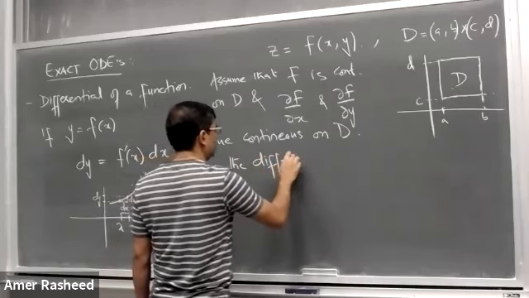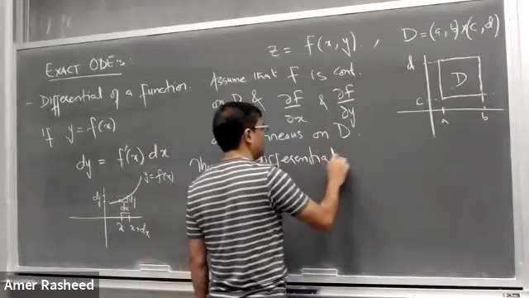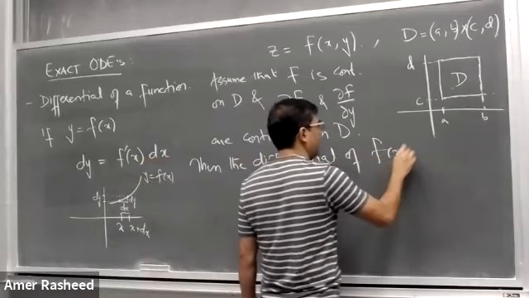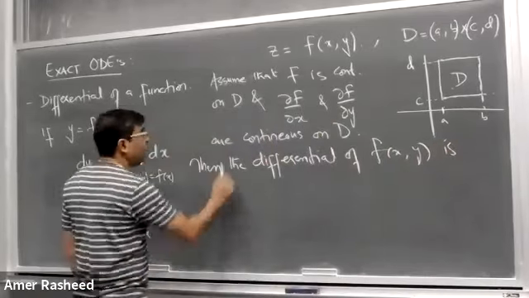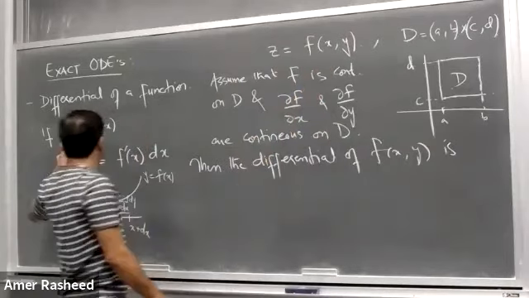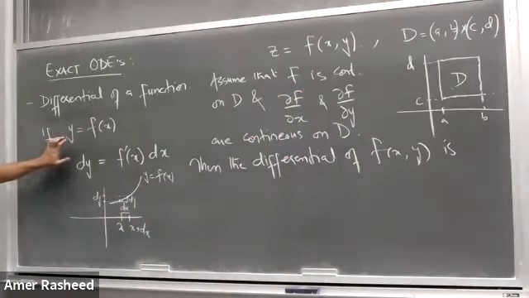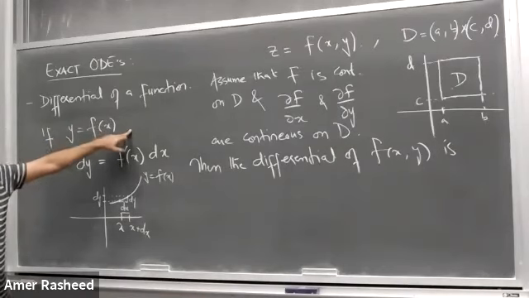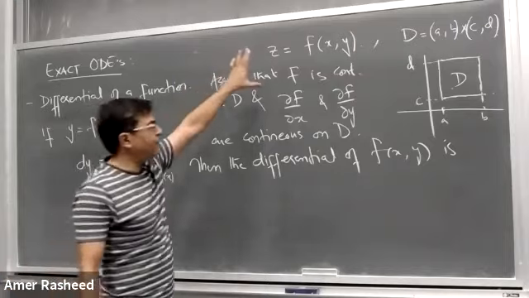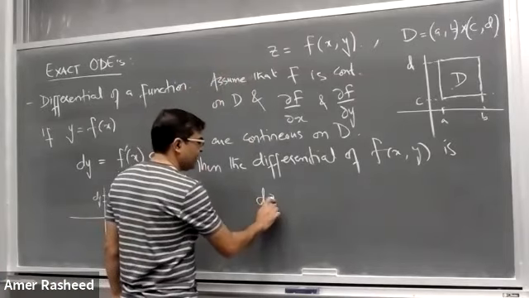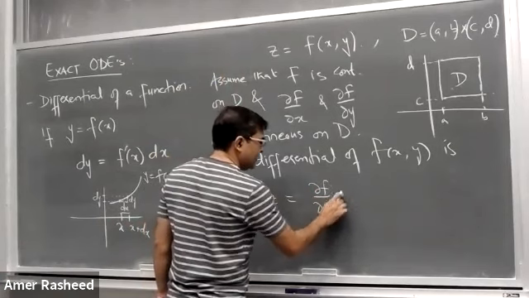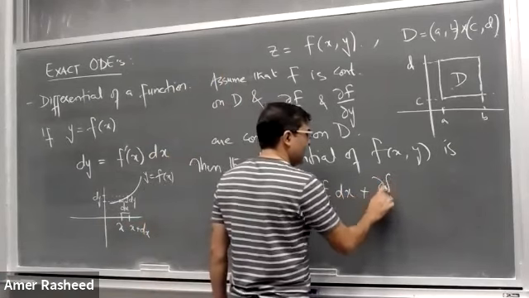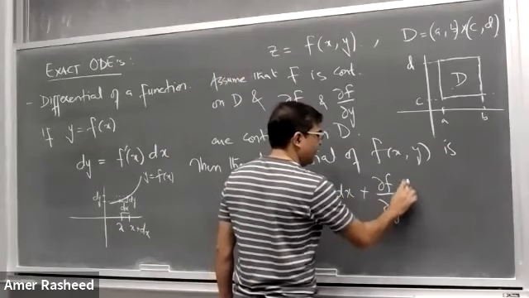then the differential of f of x, y is defined by d. We take the d on both sides, just like we take the d here on this function. dy is equal to derivative of this function times dx. Now here we have two independent variables. So how do we take differential? dz is equal to partial f over partial x times dx plus partial f over partial y dy.